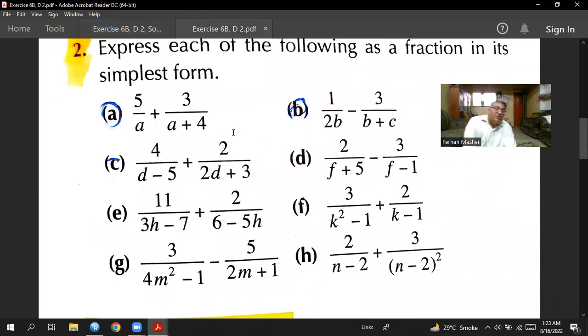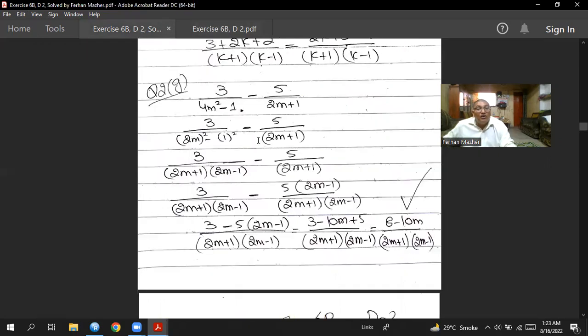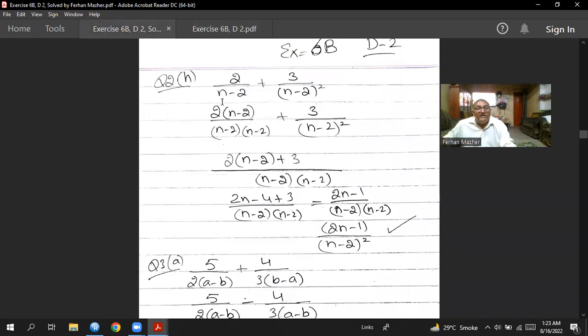Now the question number 2 and its H part: 2 divided by n minus 1, plus 3 divided by n minus 2 whole square. So this is n minus 2 whole square, and this is n minus 2. In this first fraction, multiply the numerator and denominator both with the n minus 2 bracket. So you can see I've done this here. So now the denominator is the same. This is n minus 2 into n minus 2.